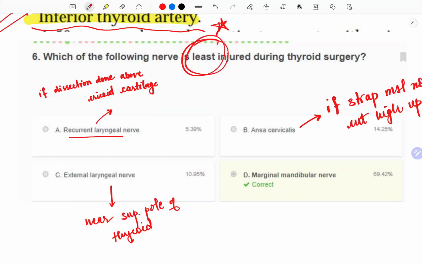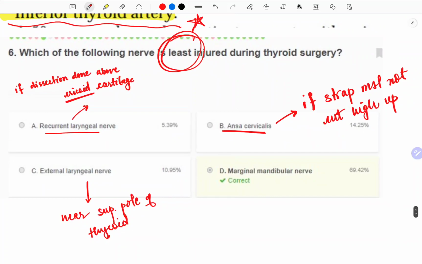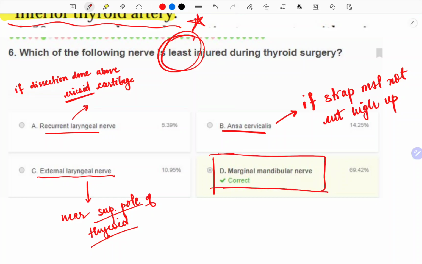See, recurrent laryngeal nerve is easily dissected or easily cut if the dissection is done above the thyroid cricoid cartilage. If it is done above the cricoid cartilage, ansa cervicalis nerve can be injured if the strap muscles are not cut high up. And external laryngeal nerve is easily cut if we cut near the superior pole of the thyroid. But marginal mandibular nerve is above the hyoid, or above the plane of cut or the plane of incision. So this is least likely to be injured.